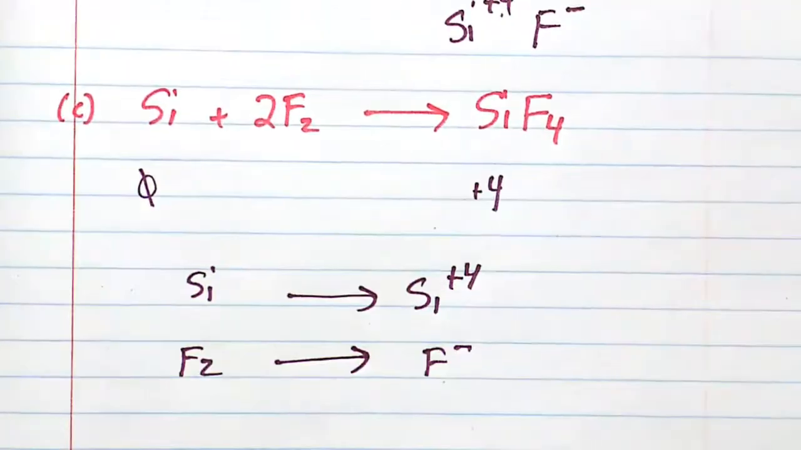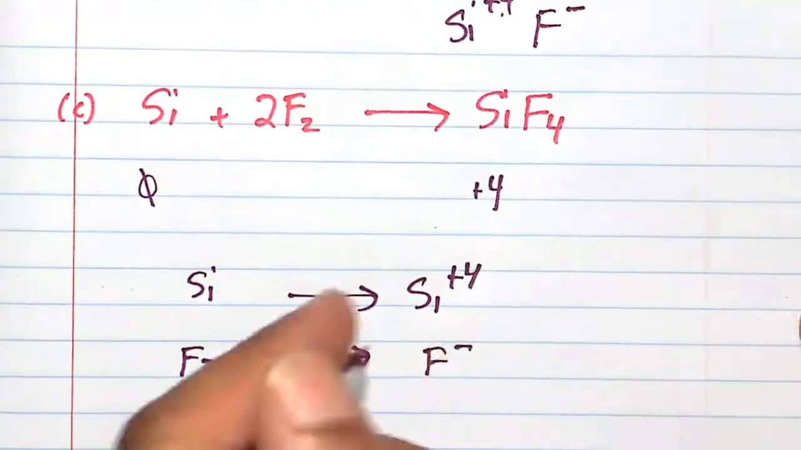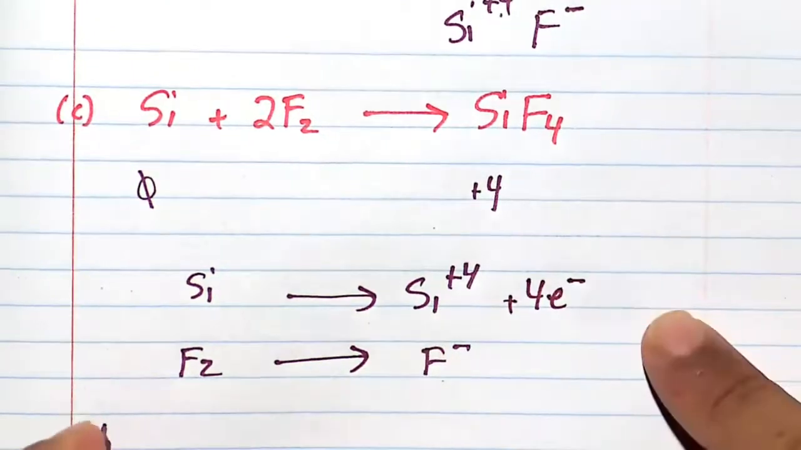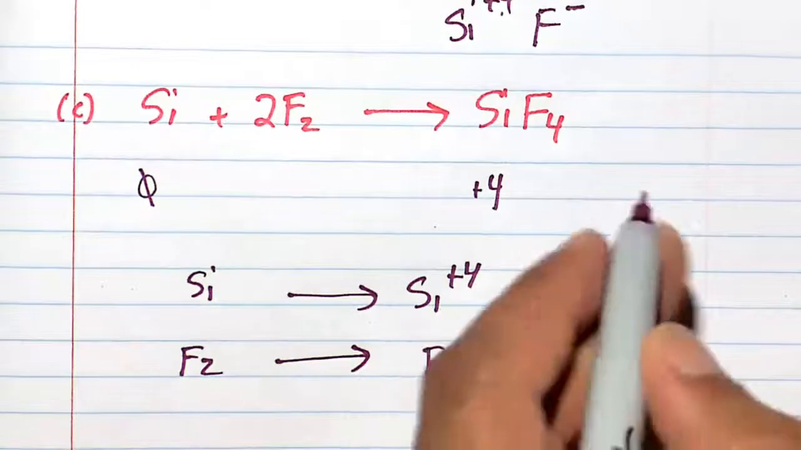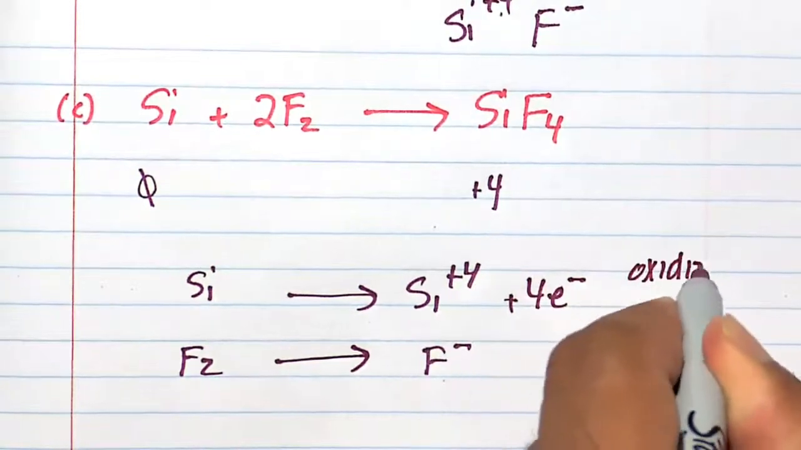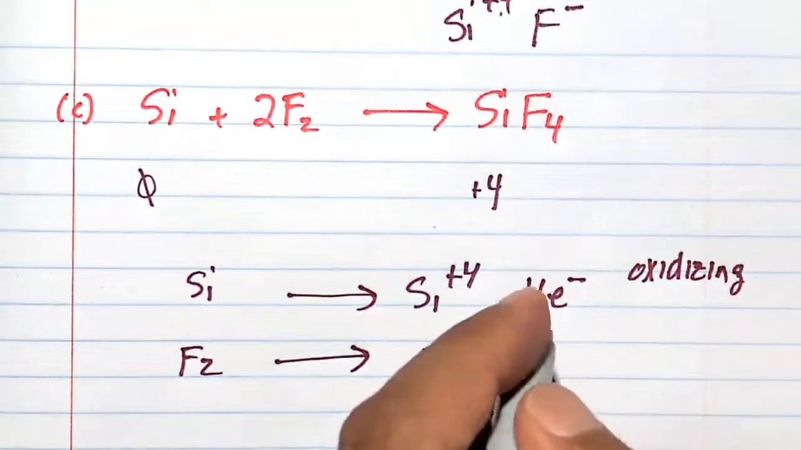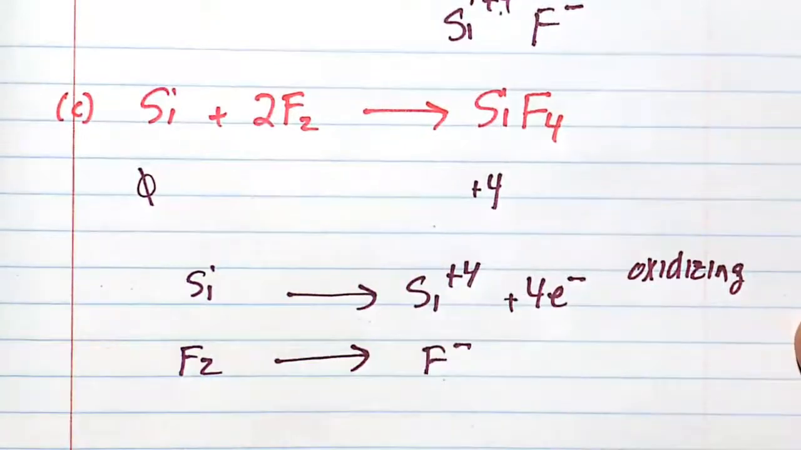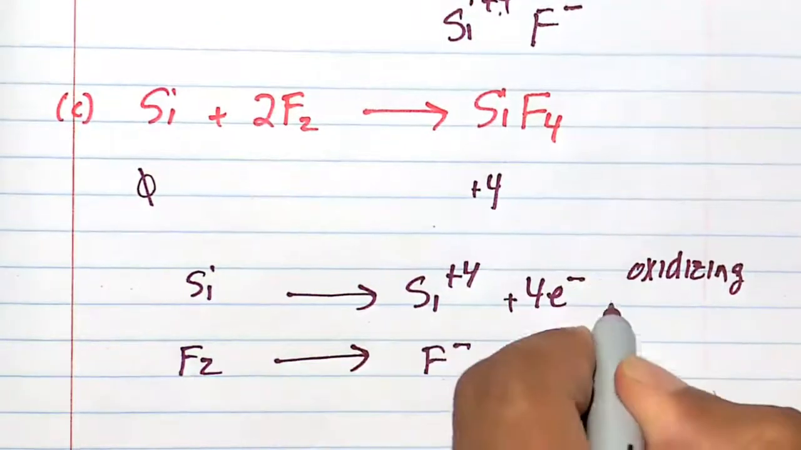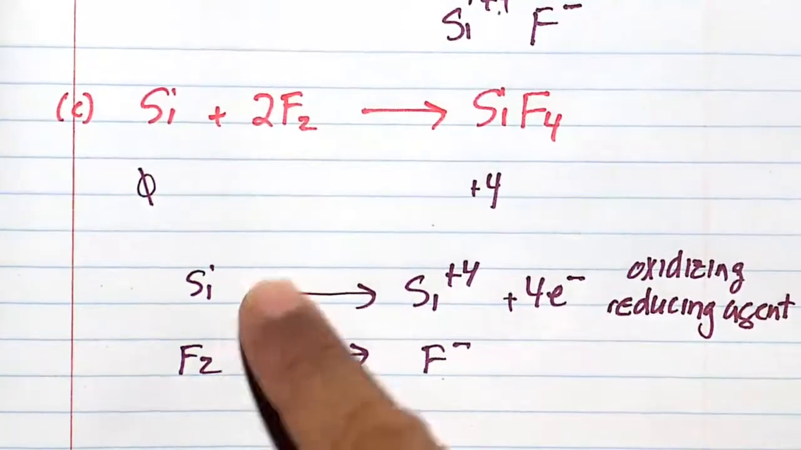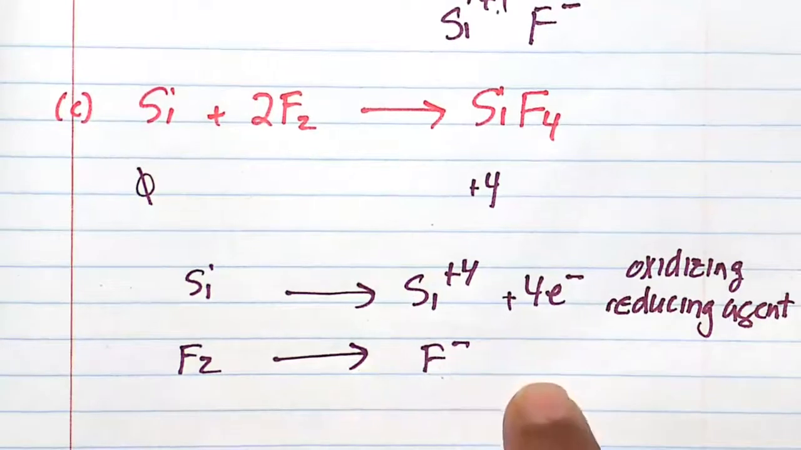So let's go ahead and balance this. For silicon to go to Si +4, it loses 4 electrons. So losing 4 electrons is oxidation. So this is an oxidation half reaction. Silicon in turn becomes the reducing agent. Because silicon gets oxidized, it causes the reduction of F2 to F minus.